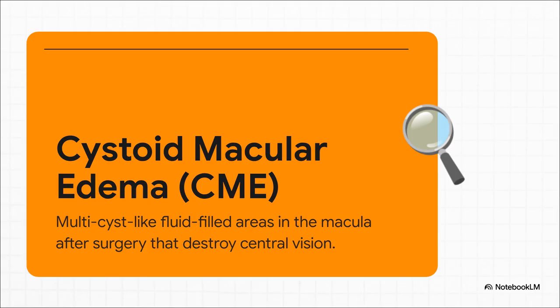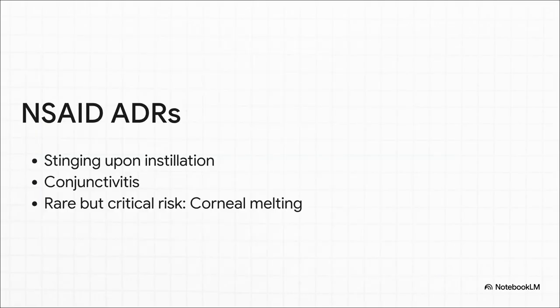This is a devastating post-surgical complication where inflammatory mediators cause fluid-filled cysts to literally swell up within the macula, destroying central vision. Postoperative NSAIDs are the absolute gold standard of care to prevent and treat this specific prostaglandin-driven fluid accumulation. So, the crucial takeaway here is that while NSAIDs don't cause cataracts or IOP spikes, they do have their own dark side. The standard ADRs are stinging and conjunctivitis.